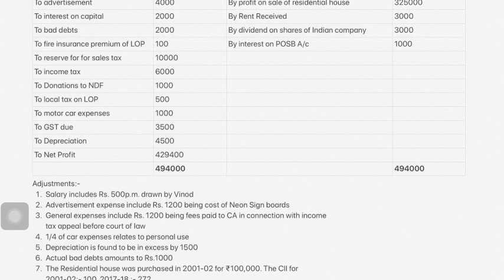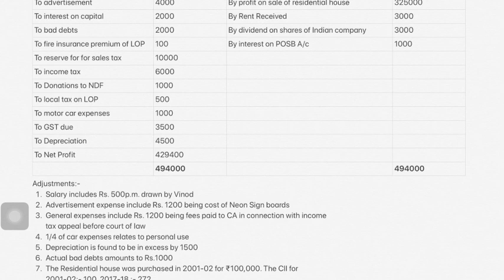Okay. Next, advertisement expense includes 1,200 being cost of neon signboards. How much is the advertisement expense? 4,000. Out of 4,000, 1,200 is for the neon signboard. Is this signboard of capital nature or revenue nature? It is of capital nature because the signboard is going to stay forever. It is not only for 1 year. So it is of capital nature.